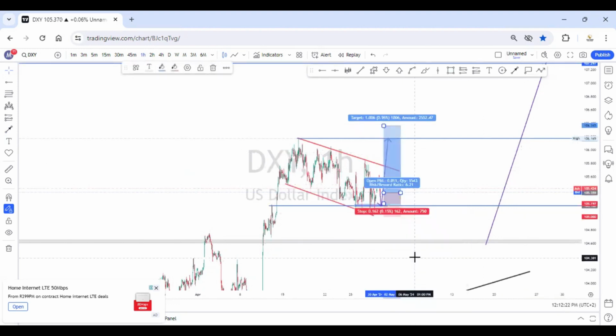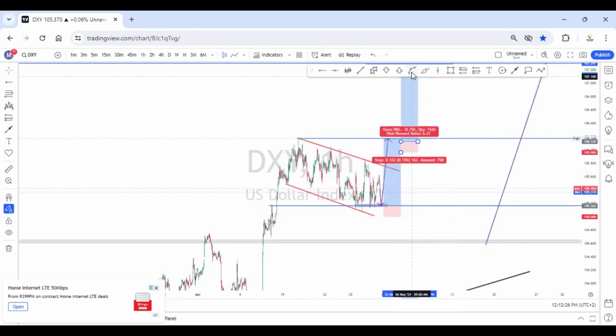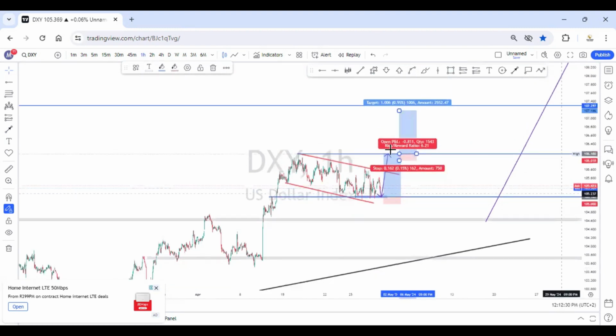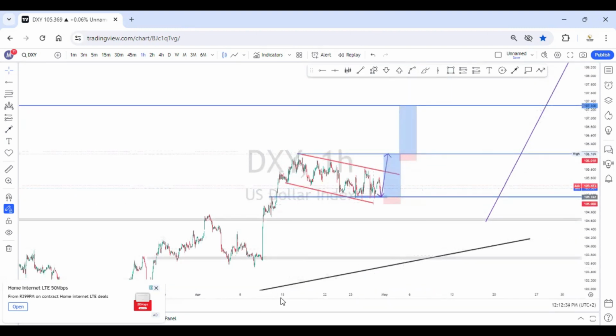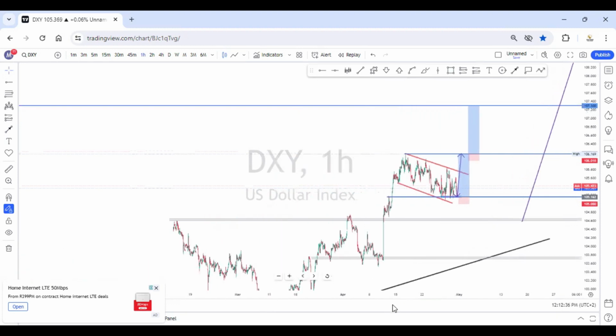Even on the NFP, I believe that once we catch that impulsive move by NFP Friday, we're going to catch another impulsive move, so that we are able to push the market to the upside. We have something like this in the dollar index. I'm expecting the dollar to be strong.